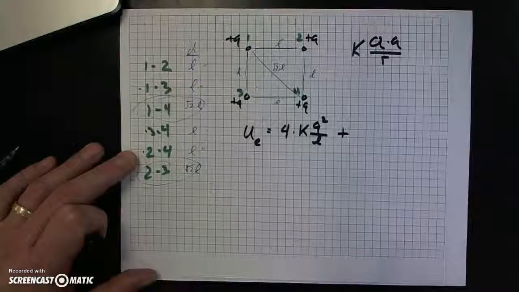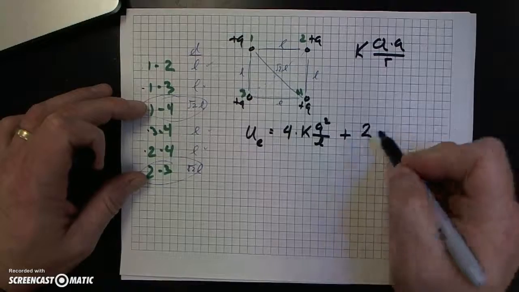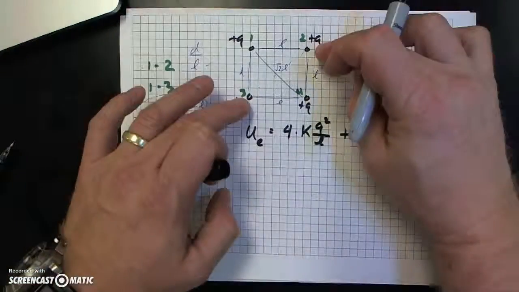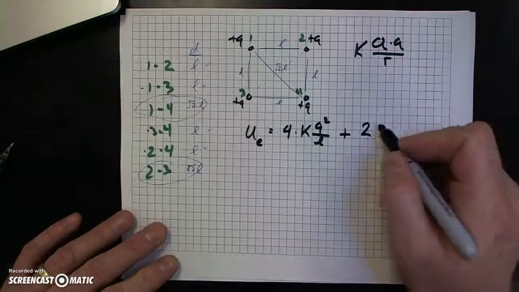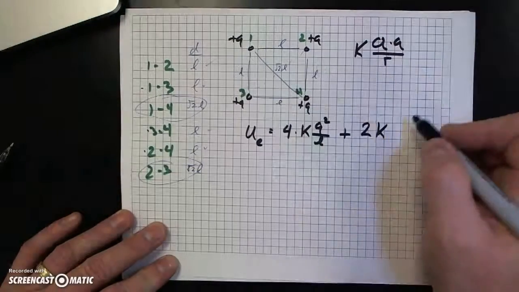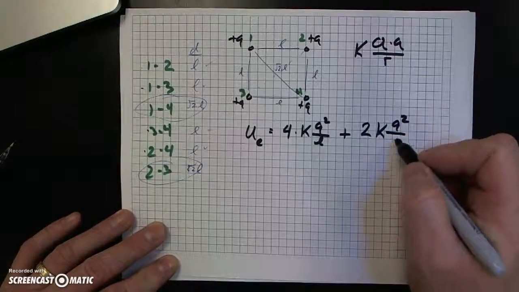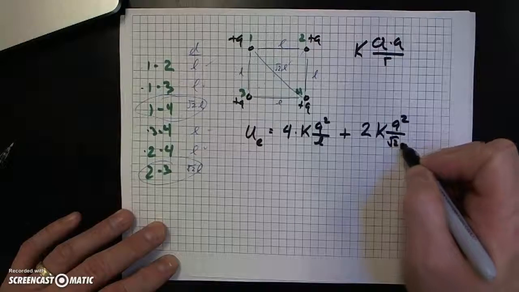Then I'm going to add to that 2 times the energy it takes to assemble these guys to bring them in this close and this close. So that's going to be again K. There's Q and Q, so it's Q squared over the distance between them, square root of 2 times L.